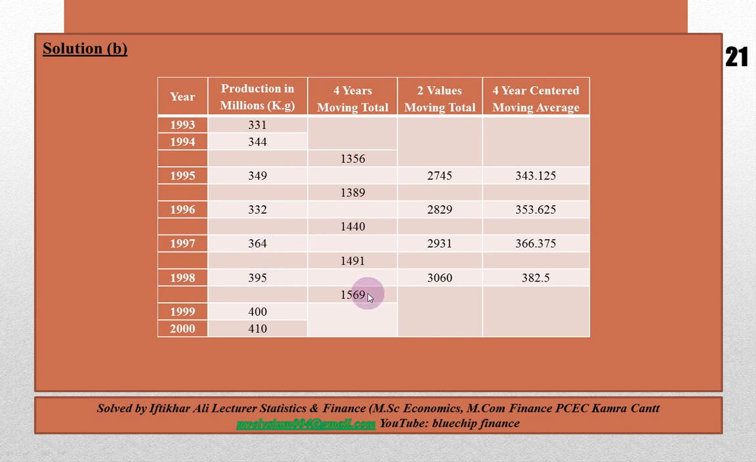so on. And after that, we just add up these 2 values, and result will be given in the center, and at the last we will divide each item by 8. You can take the double because we are going to calculate 4-year centered moving average, so we take the double of 4. So 2745 divided by 8 is 343.125, 2829 divided by 8 is 353.625, and so on. So it is the case of 4-year moving average centered.